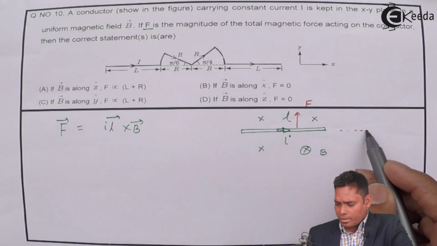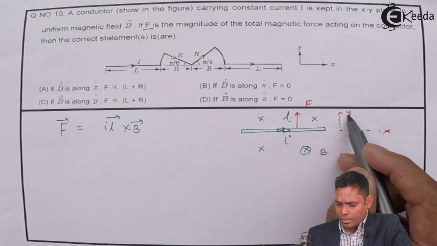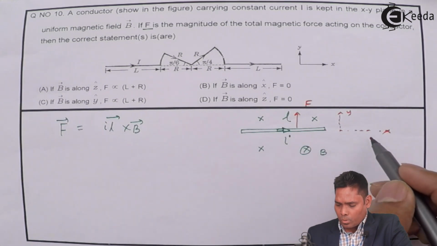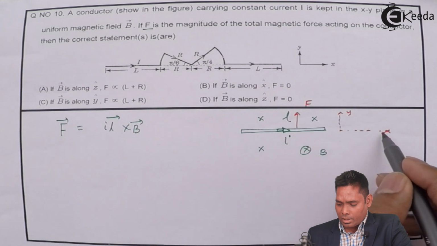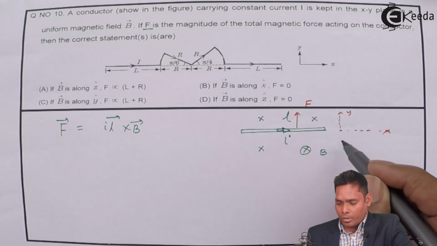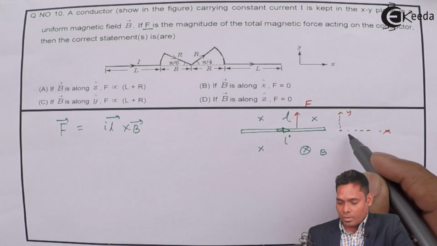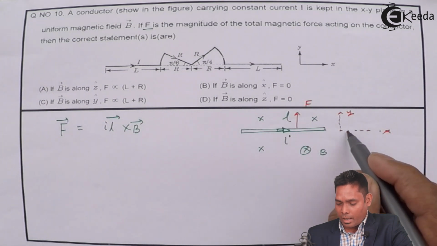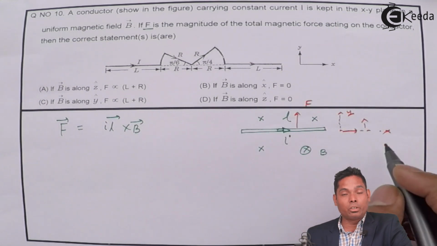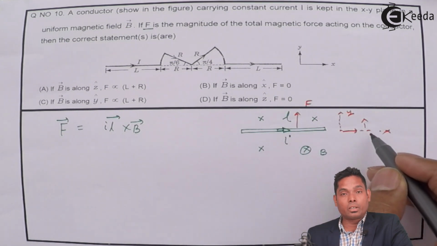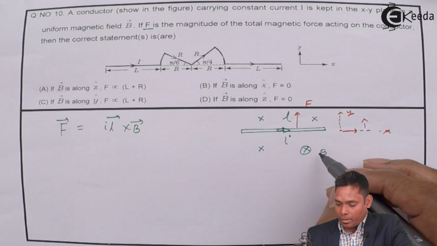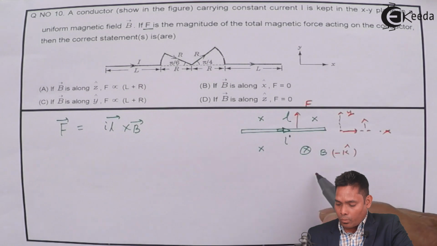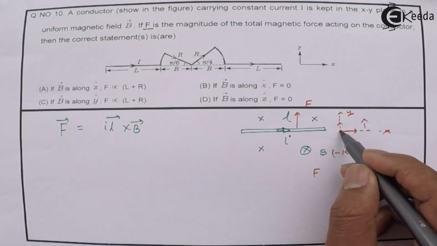That is, if this is your x, this is your y, and B is inside, so into the plane, current is flowing in the x direction, magnetic field is in the negative z-axis, then the force will be in the y direction. Because this is i cap, the unit vector along which the current is flowing, and here B is in the minus k cap direction. So the force will come out automatically in this direction, that is j cap.